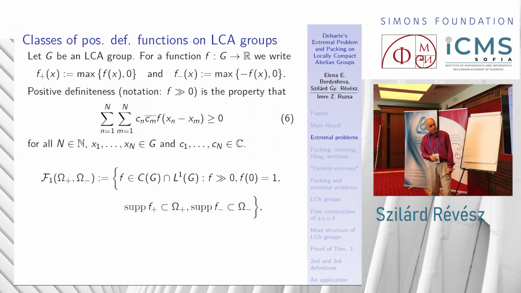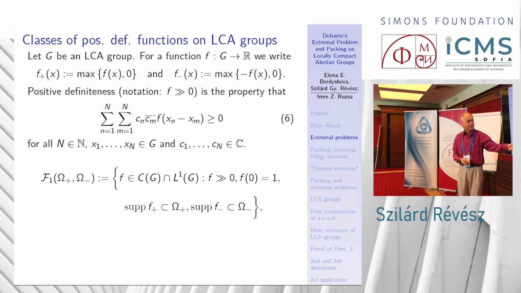Now, the function classes. So one way to define a useful function class is to take all the continuous and integrable functions which are positive definite, normalized to have f(0) = 1, and with two prescribed sets. The conditions are that f₊ lives in Ω₊, and f₋ lives in Ω₋.